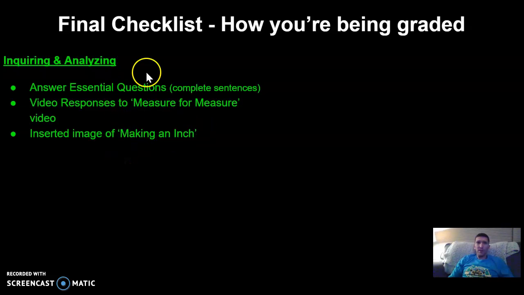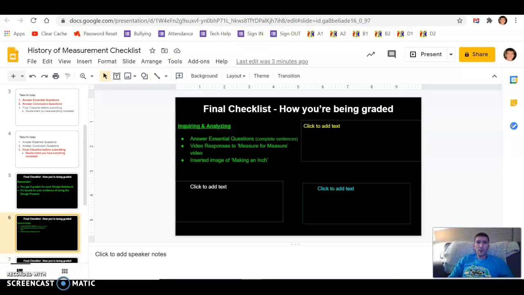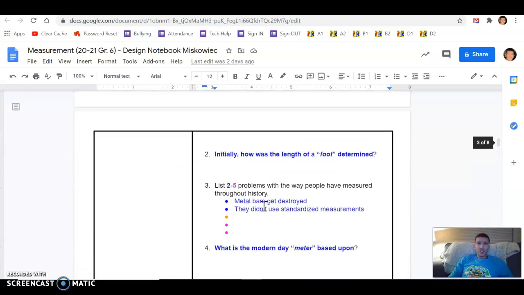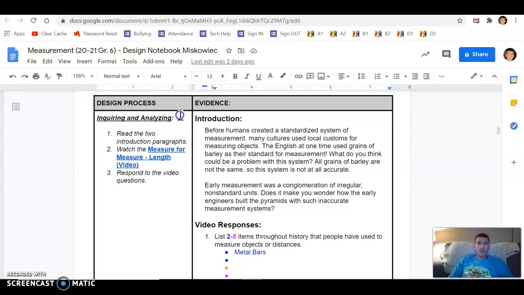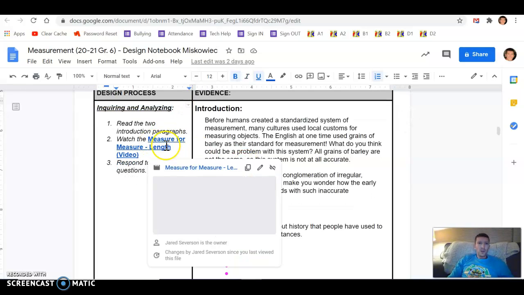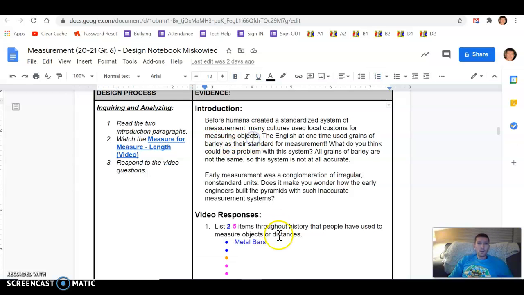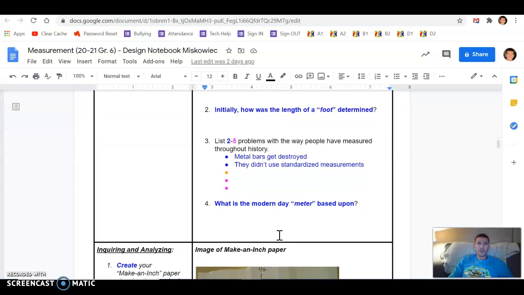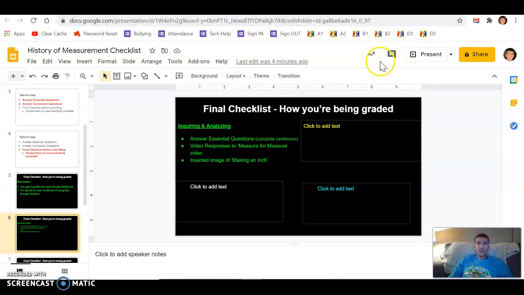I want to show you where these three things are located again. The first one, the essential questions, I already talked about. That's at the top here. The second one, the measure reflection questions, is under inquiring and analyzing. You are to watch this video that's also included in your design notebook. After watching it, you have 4 video response questions about the video and the historical measurements that were used. So that's your first grade.